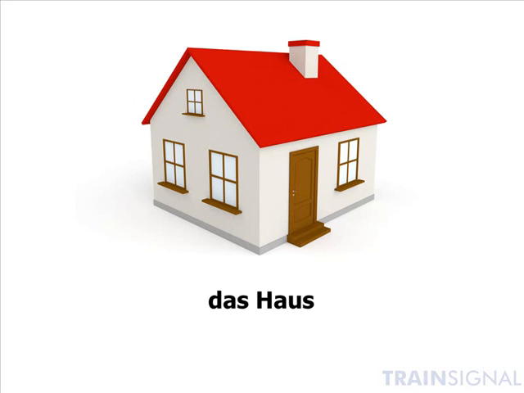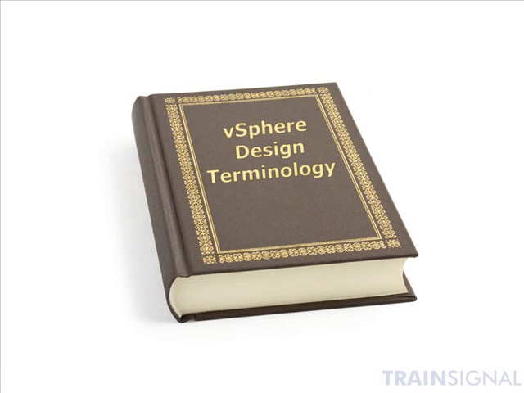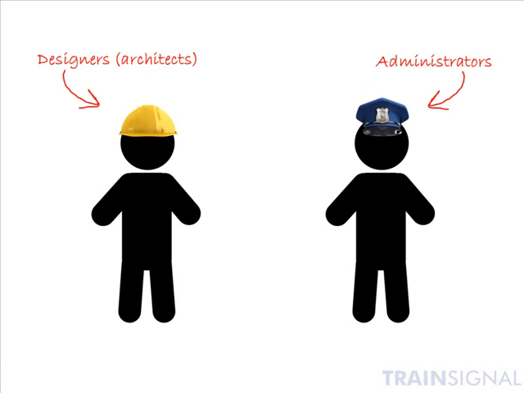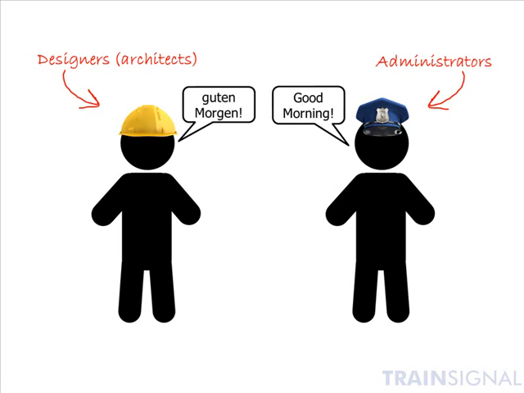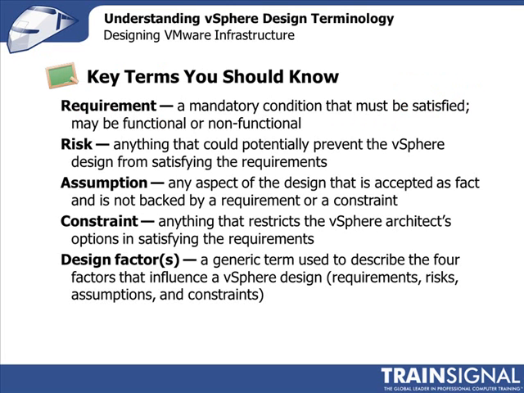In some respects, learning vSphere design is a little like learning a new language, and that means that you have to learn the vocabulary. vSphere architects have a slightly different set of skills than vSphere administrators. What this means for you is that they also have a slightly different vocabulary. So before we get any deeper into this course, let's take a look at some of the key terms that you need to know. Some of the key terms that you really should know as we move through this course are listed here. We have four key terms: requirement, risk, assumption, and constraint.